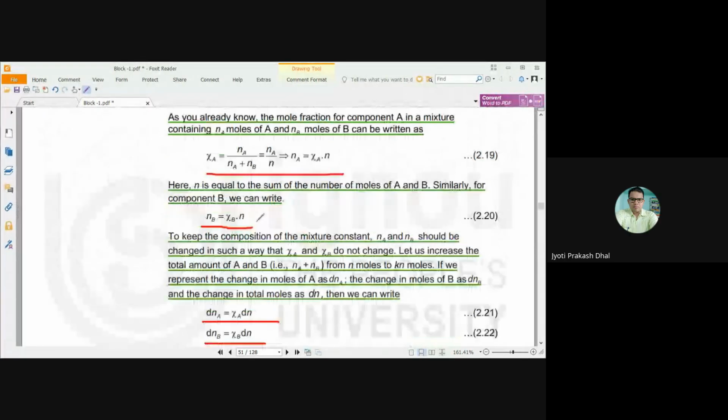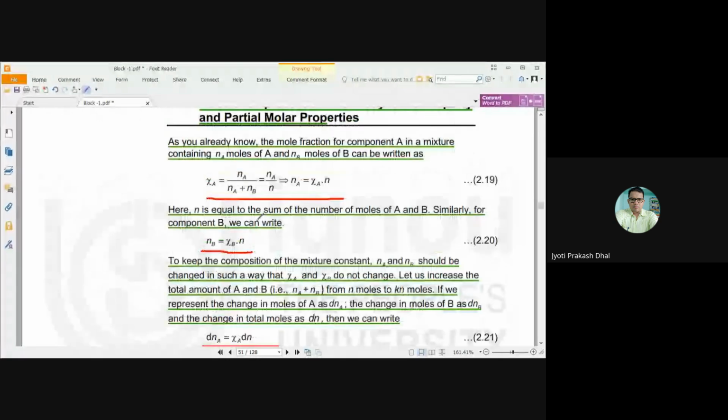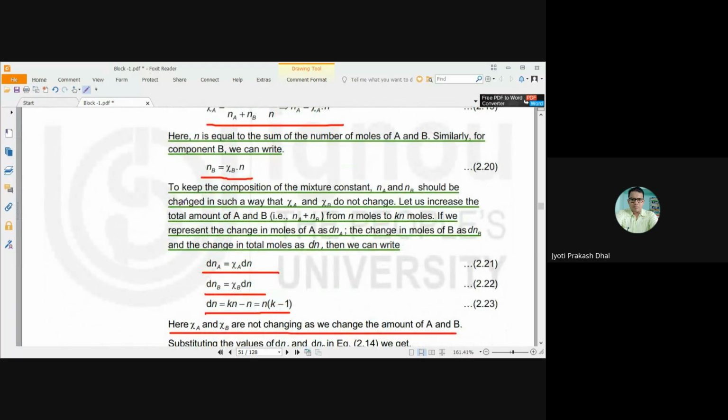So here we can write Na equals number of moles of A equals mole fraction of A times total number of moles, and similarly Nb equals number of moles of B equals mole fraction of B times total number of moles. To keep the composition of the mixture constant, Na and Nb should be changed in such a way that Chi A and Chi B do not change.